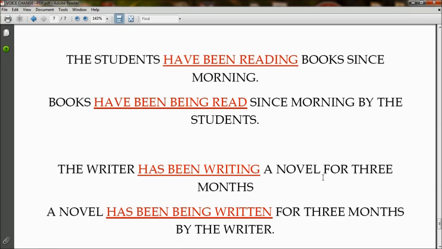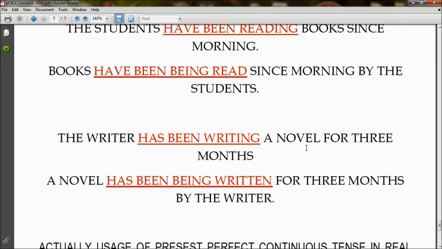Some more examples are: the students have been reading books since morning. Books have been read since morning by the students. So have been reading has changed to have been being read. The writer has been writing a novel for 3 months. A novel has been being written for 3 months by the writer. Has been writing has changed to has been being written.